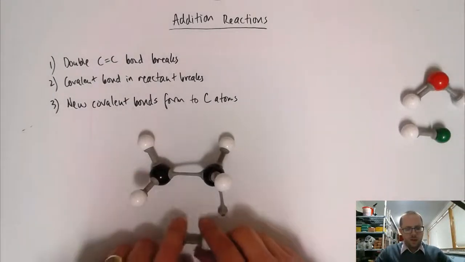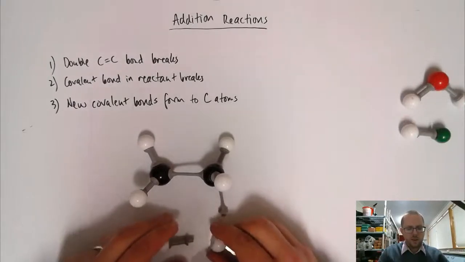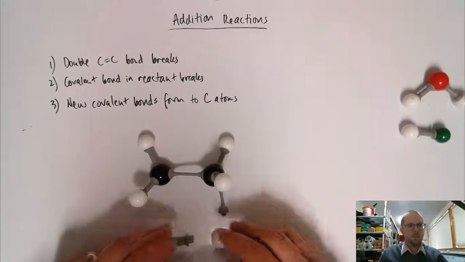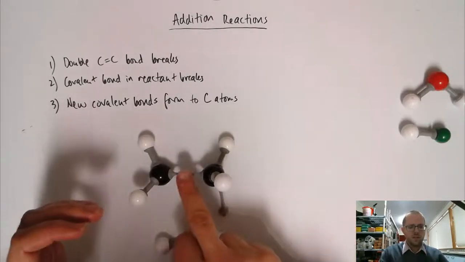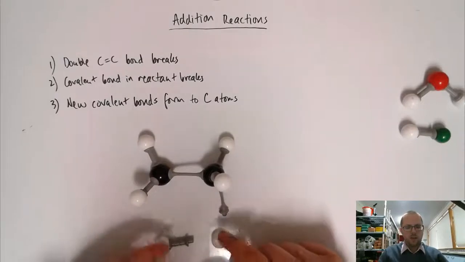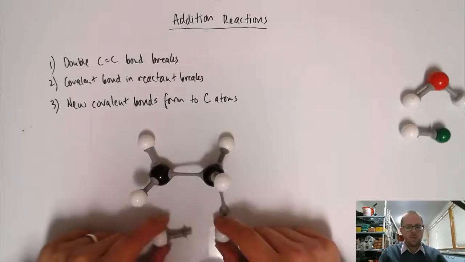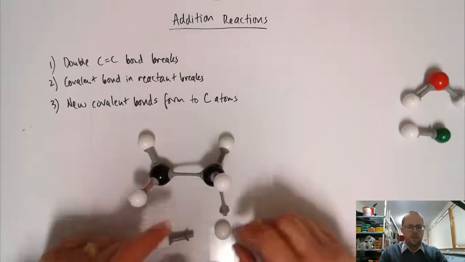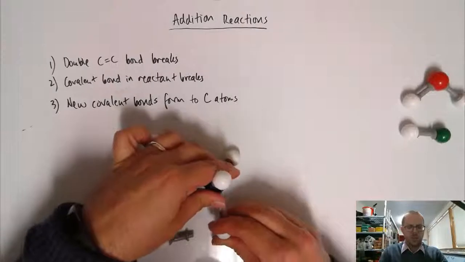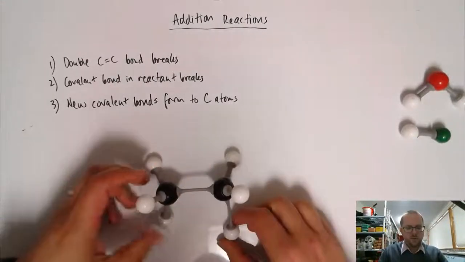Then what happens is that this bond breaks. In this middle step, we have only a single bond between these carbons. This covalent bond is broken, and this covalent bond is broken. And then this is where the addition takes place. This hydrogen atom is going to join onto here, and this hydrogen atom is going to join onto here.